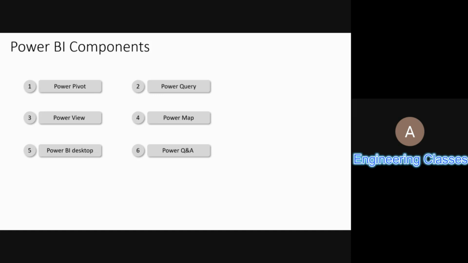Ye theoretical dekhne se acha hum exactly usko practically dekhte hain ki power pivot kaise dikhta hai, what should be the power query, how power view looks like, what is the power map, what is the Power BI desktop, what is the Power QA. These are just terms, but once you install that in your system, we will see exactly, okay, this window is called the Power Pivot, this window is called the Power Query. So, wo aapko zyada dhyan mein rahega. Is it okay to everyone?